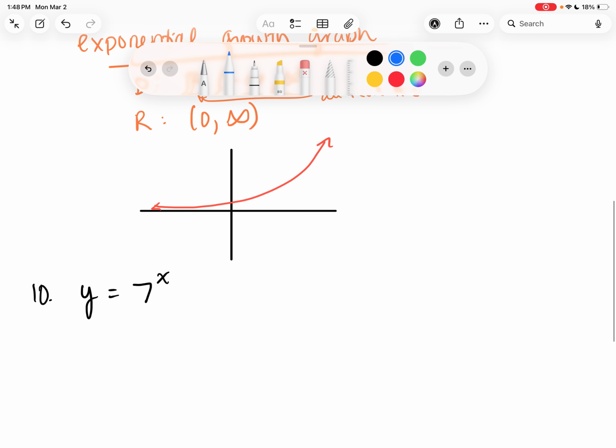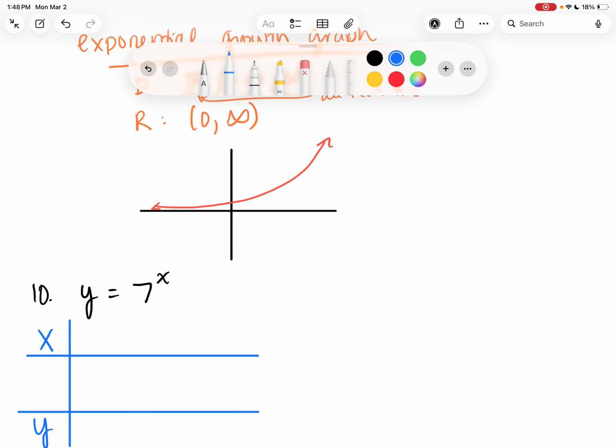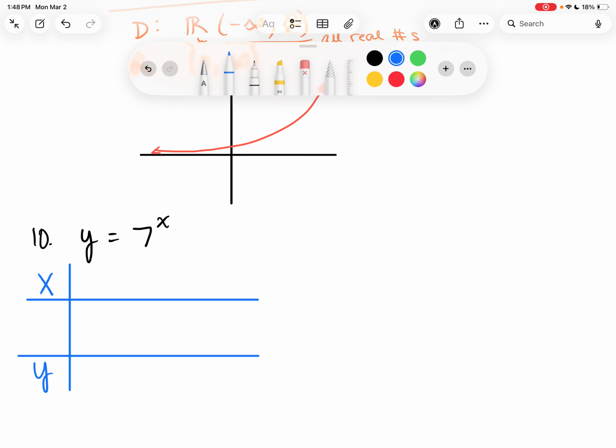All right, I'm going to make a table. And I'm going to choose values. It might blow your mind, but I'm going to choose -1, 0, and 1. So everywhere I see an x, which is just in the exponent, I'm going to replace it with each of these numbers. So I have 7 to the -1, 7 to the 0, and 7 to the 1.